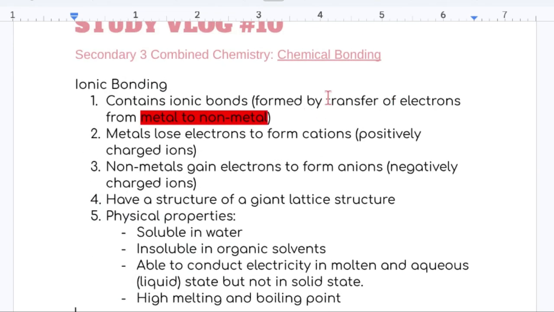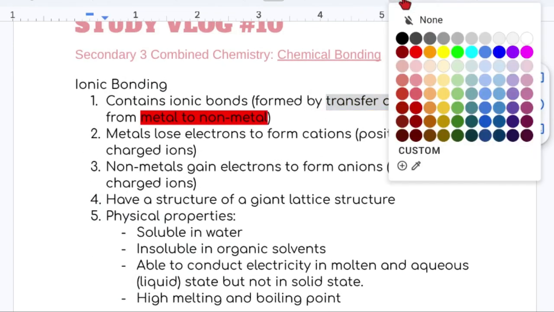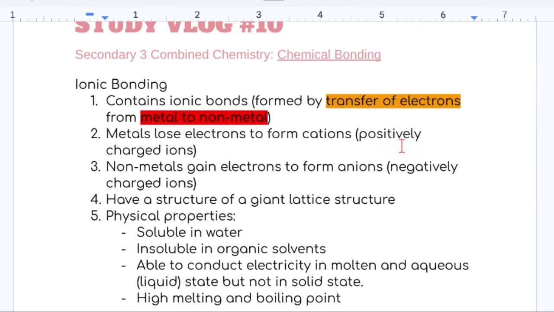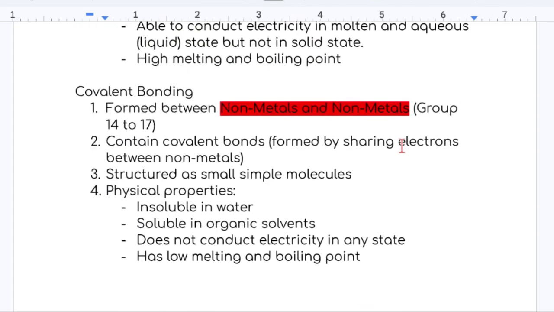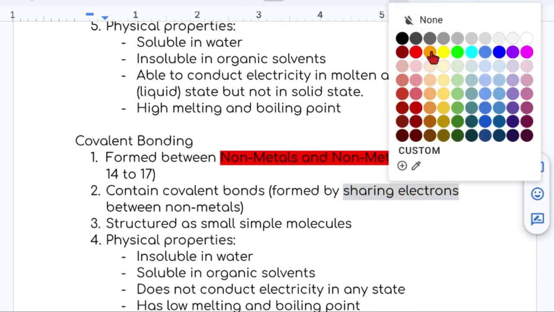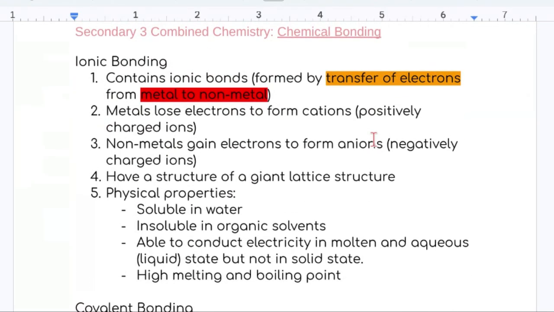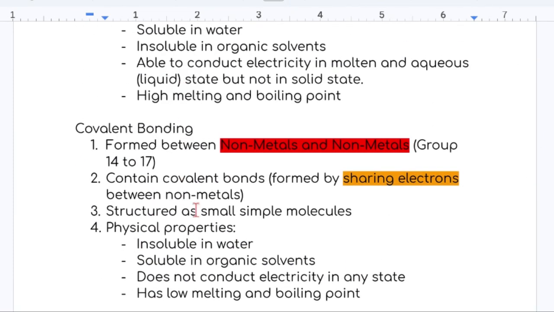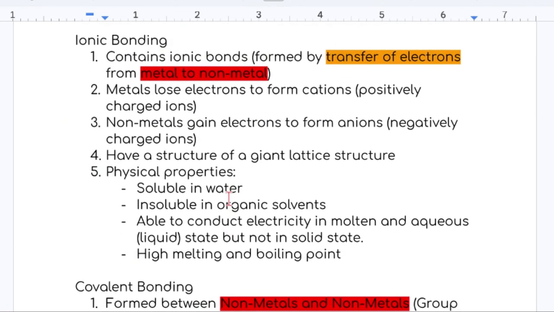Ionic bonds are formed by transfer of electrons, which is when the metal gives its extra electrons to the non-metals. But in covalent bonds, they are formed by sharing electrons. In ionic bonding, we say metals lose, non-metals gain. In covalent bonding, non-metals both share a number of electrons.